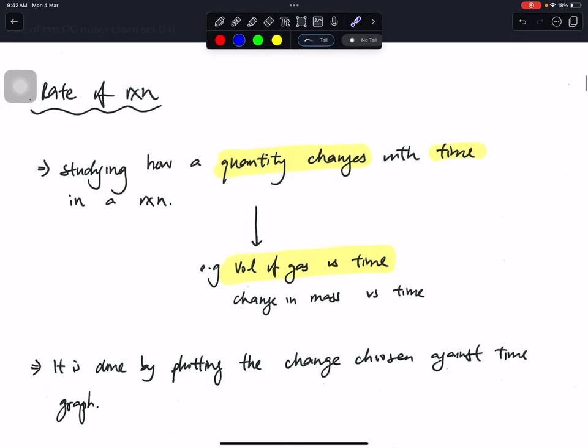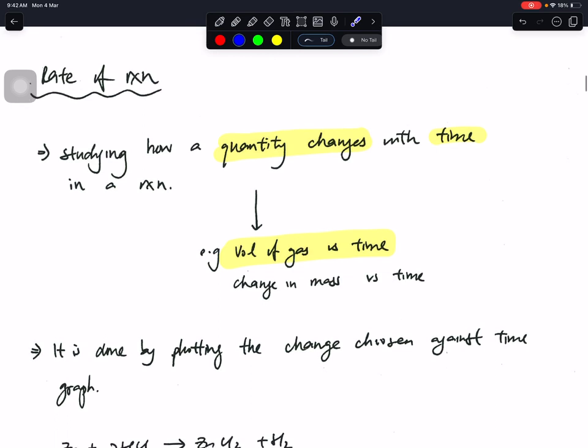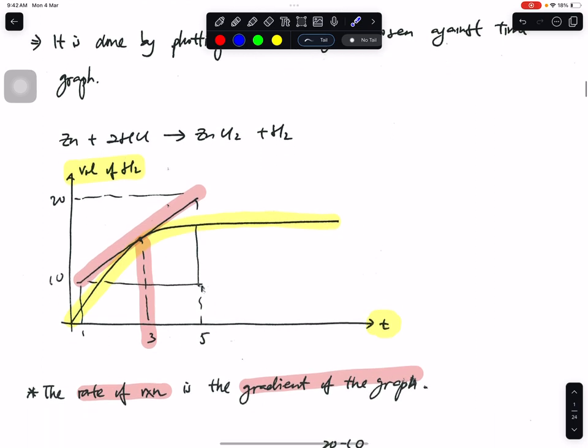Hi everyone. So today we're going to talk a little bit about rate of reaction. In this chapter, we are studying how a certain quantity in the experiment changes with time. The one that we like to focus on is generally the volume of gas that gets produced over time.